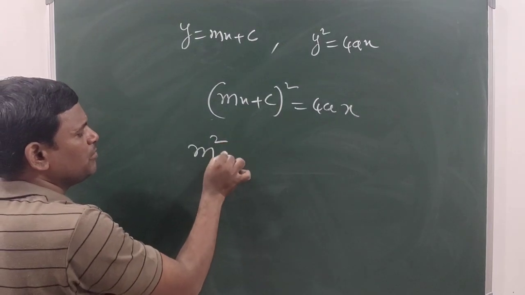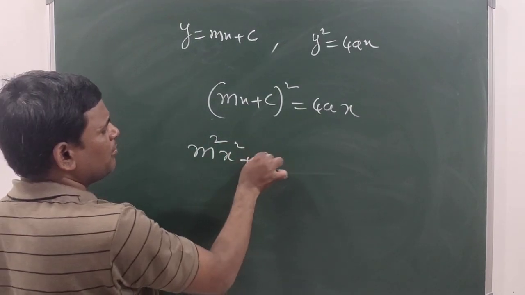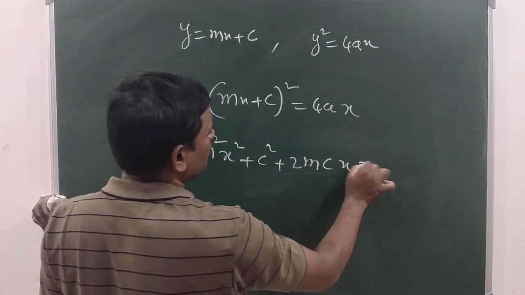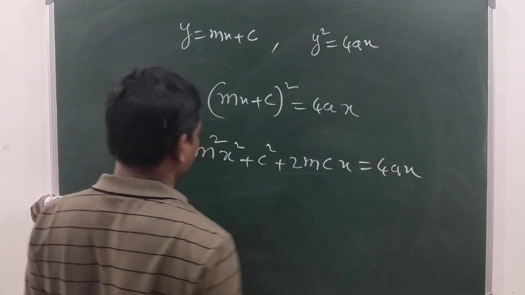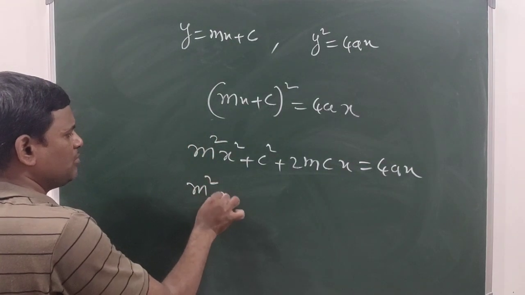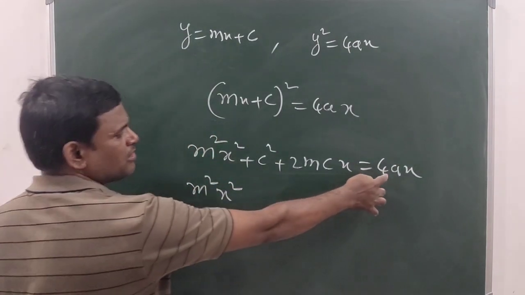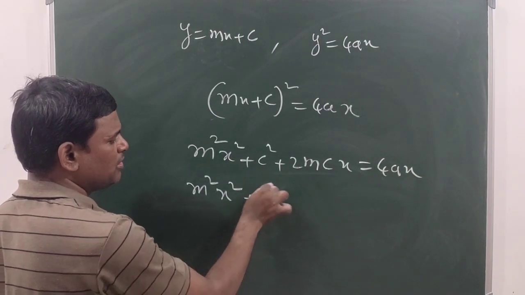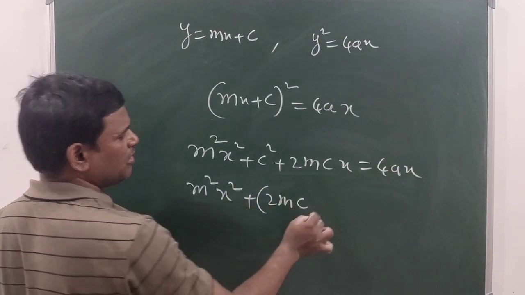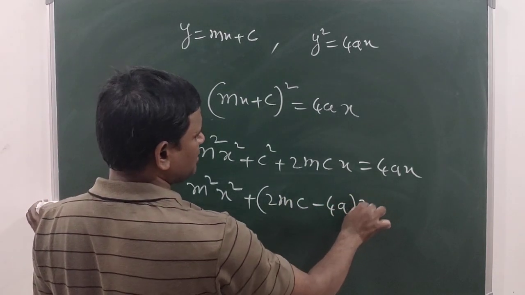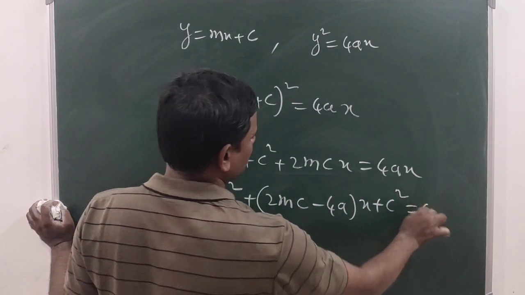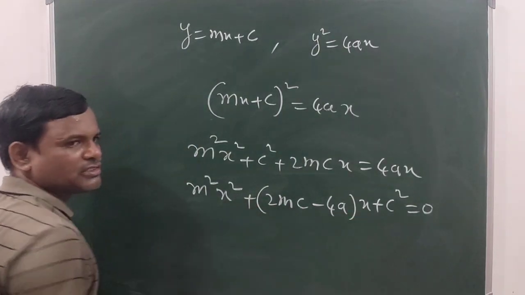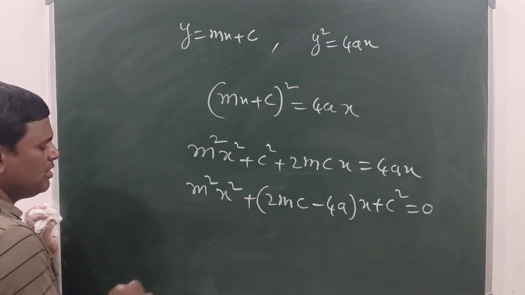What do you get? m square x square plus c square plus 2mcx, which is equal to 4ax. Now transfer this to the left side so that you can take x common. So m square x square plus (2mc minus 4a)x plus c square, which is equal to 0. Now we got a quadratic equation in terms of x. Now for this apply the delta.